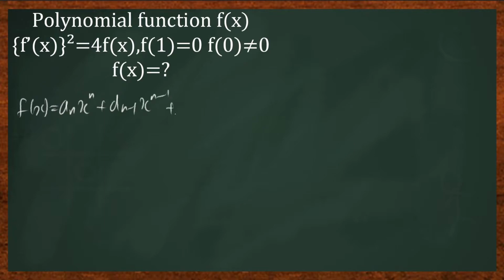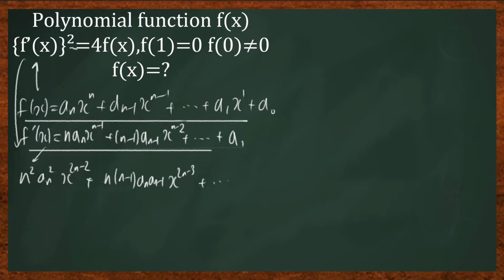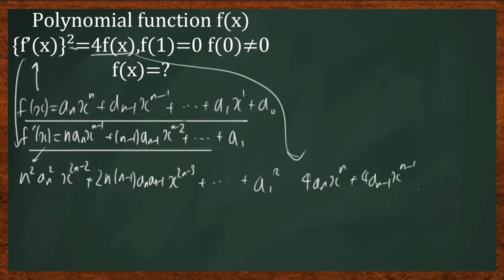Because it is a polynomial function, f(x) can be written like this. And of course, f'(x) can also be written like this. After that, we put f(x) and f'(x) into the condition. If we write it, it will be written like this. And as you can see, this has to be true for all x.